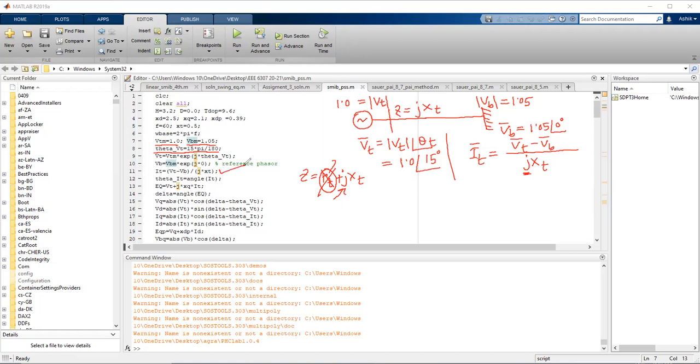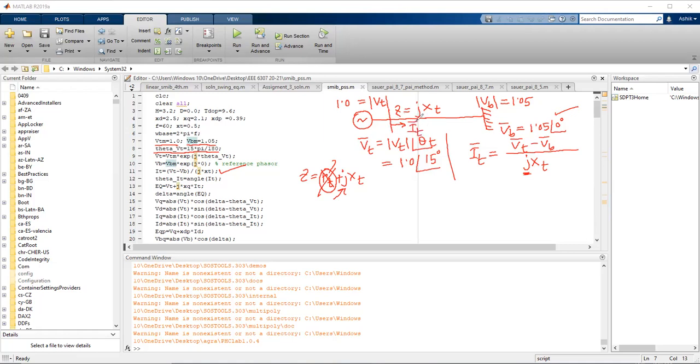IT equals VT minus VB divided by JXT. VT is taken as a phasor representation, VTM exponential J theta VT. Again, VB is taken as a phasor representation, VBM, the magnitude, multiplied by exponential of J, and the reference angle is 0 here. Then you have IT. So this is your IT.